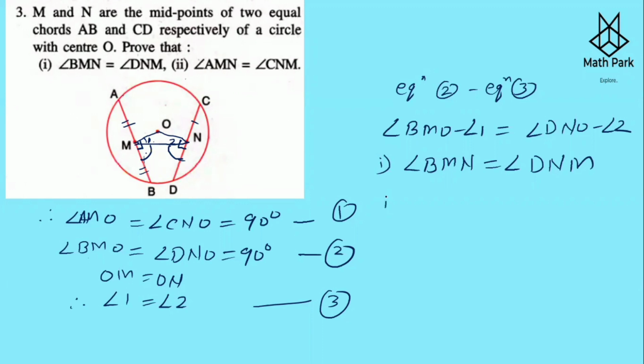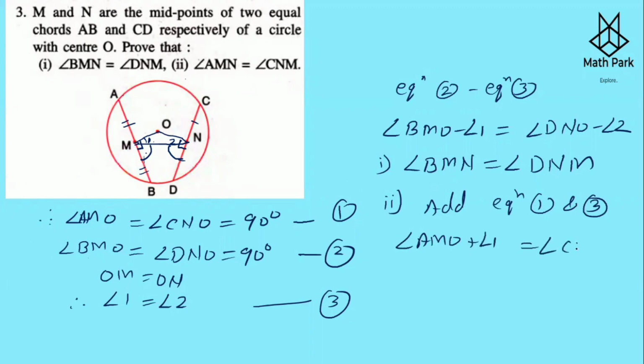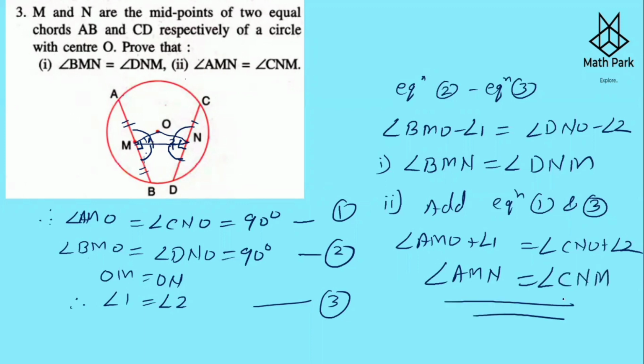Now for the second part, what should we do with this equation number 1? Let us add equation 1 and 3. So you get angle AMO plus angle 1 is equal to angle CNO plus angle 2, and angle AMO plus angle 1 is nothing but angle AMN, and angle CNO plus angle 2 is nothing but angle CNM. So angle AMN is equal to angle CNM, and thus we are done with question number 3.